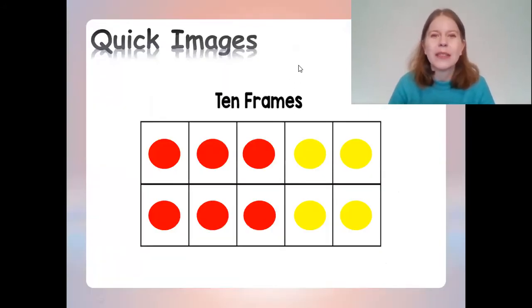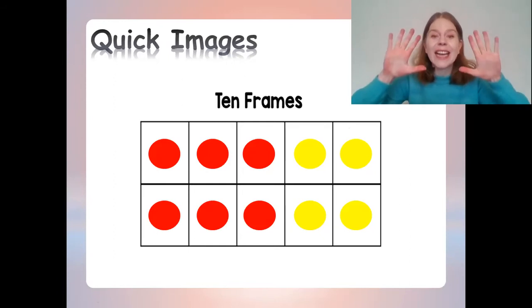Now I'm going to show you another image of 10. How can you see the number 10 here? Okay, so I have some red counters. How many red counters do I have? I have 3 and 3. 3 and 3 is 6. How many yellow counters do I have? 2 and 2 is 4. So I have 6 and 4. So we can see that 6 is a part of 10 and 4 is a part of 10 and the whole of me is 10.